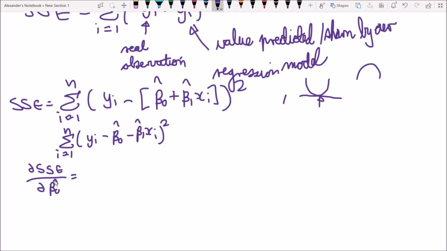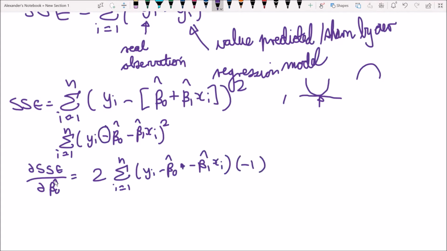Notice that the only term with beta 0 hat in it is inside the expansion, the negative beta 0 hat. So let's take the derivative. It's going to be 2 times the summation from i = 1 to n of (yi − beta 0 hat − beta 1 hat xi). And we have to multiply by negative 1 because of the chain rule of differentiation, since there's a negative 1 multiplied by the beta 0. So we end up with negative 2 times the summation from i = 1 to n of (yi − beta 0 hat − beta 1 hat xi).